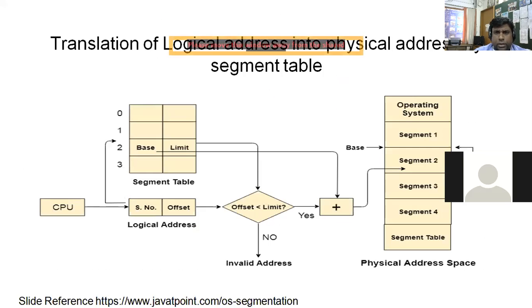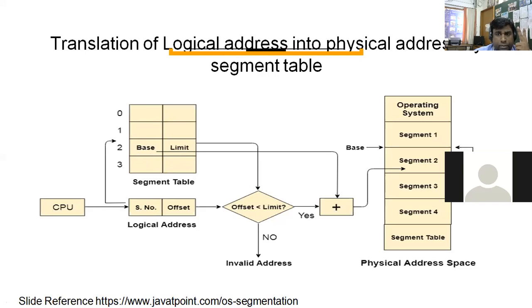Look at this. This is how we will implement the segmentation. Just like paging, you will see that the concept of paging is used in the same way to implement segmentation. Whenever the CPU generates the logical address, it is divided into two parts: segment number and offset. The segment number is found in the segment table, where we get the base and limit.